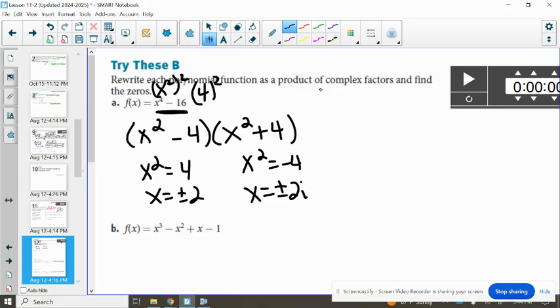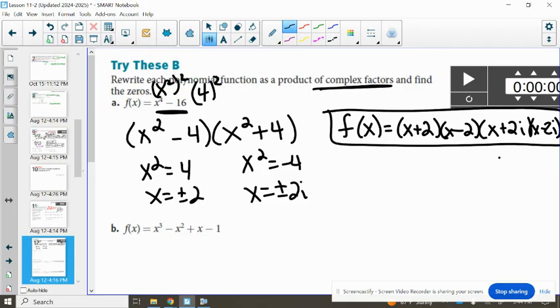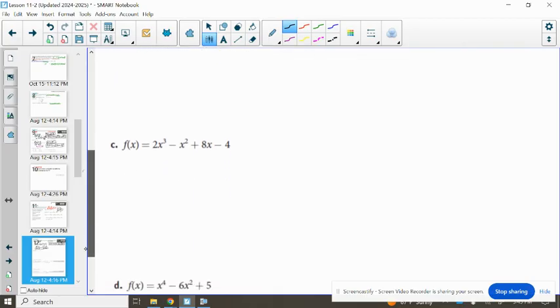So to write these as complex factors, again, we would write this in that fully factored form of x plus 2, x minus 2, x plus 2i, x minus 2i would be the factored form. Our zeros then, we would just list as x equals positive or negative 2, positive or negative 2i. Skipping over B for now.